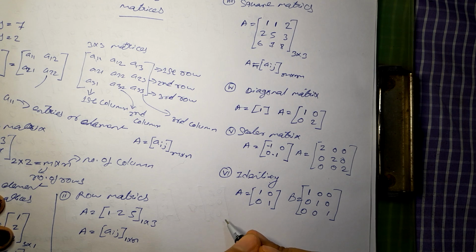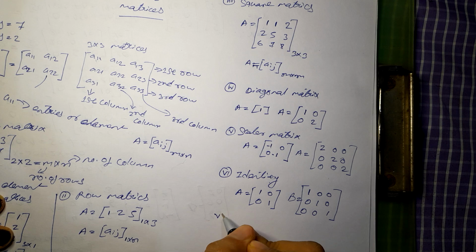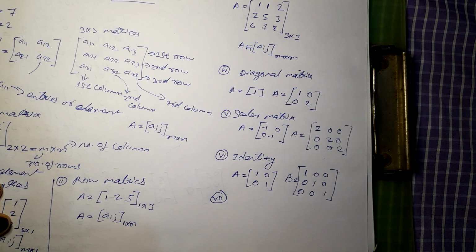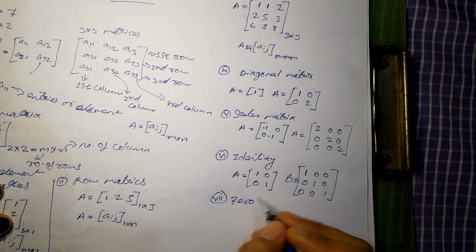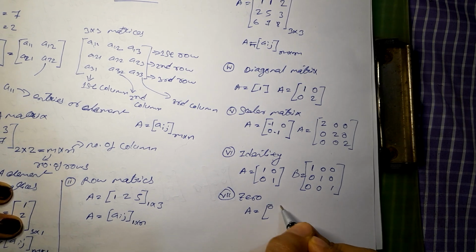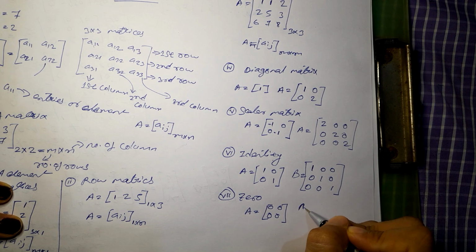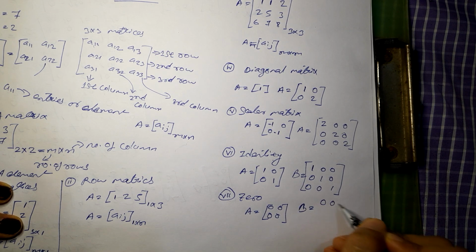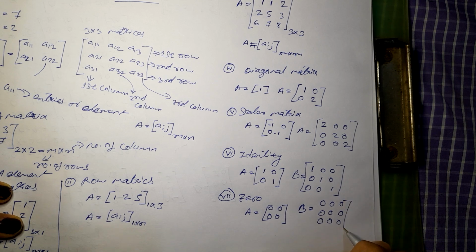Now another, we have the 0 matrix. That is the 0 matrix, when all the entries or elements are 0. If it is a 2 cross 2 matrix, all are 0: 0 0, 0 0. And if it is a 3 cross 3 matrix, let's take P equal to 0 0 0, 0 0 0, 0 0 0. So these are the types of the matrix.